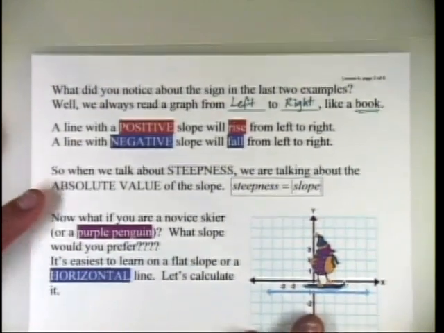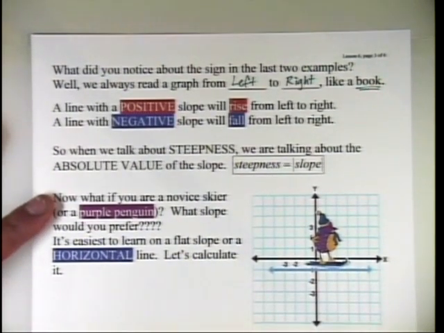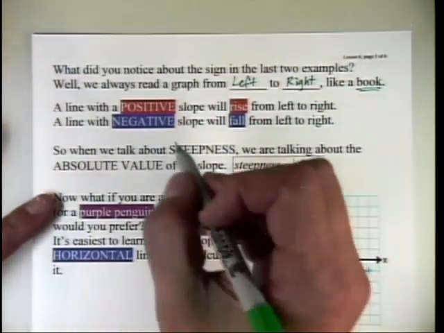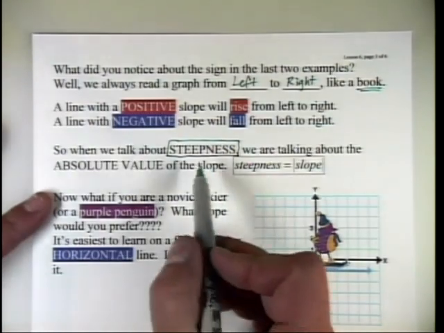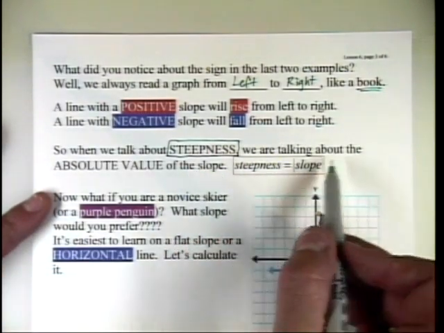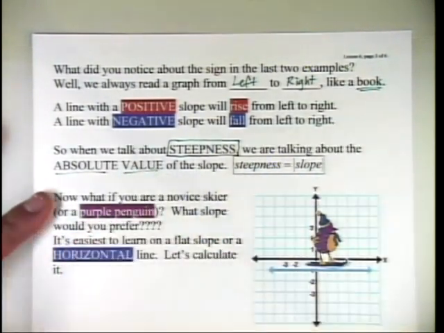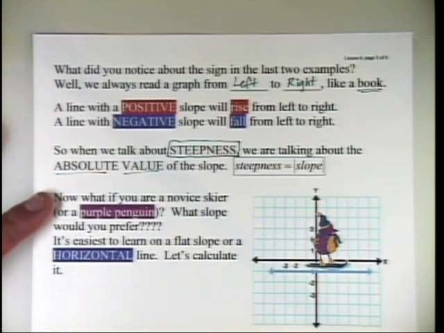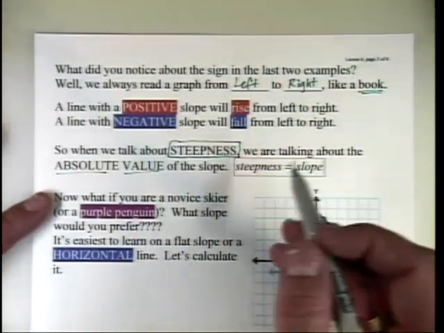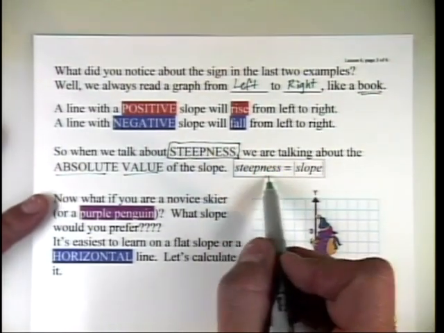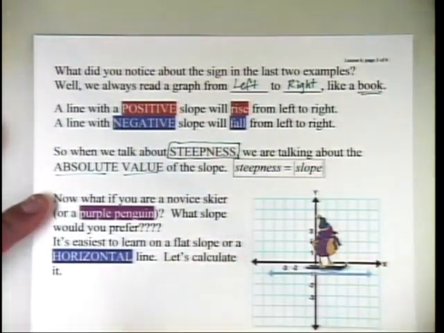Got it? Okay, now you might hear your geometry teacher or anybody talk about the steepness of a graph. Now steepness is a little bit different, not much, but a little bit different than the actual slope. When we talk about the steepness of a line, we're talking about the absolute value of the slope. In other words, we don't care if it's rising or falling, if it's increasing or decreasing. Remember the symbol for absolute value. It's these two vertical bars. We could say steepness equals the absolute value of slope.